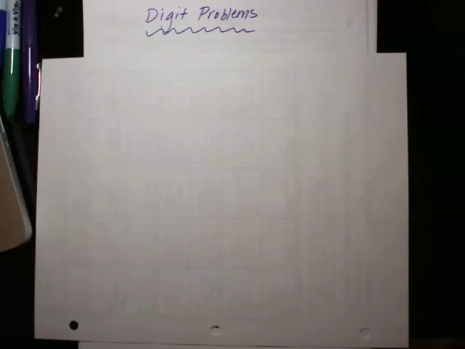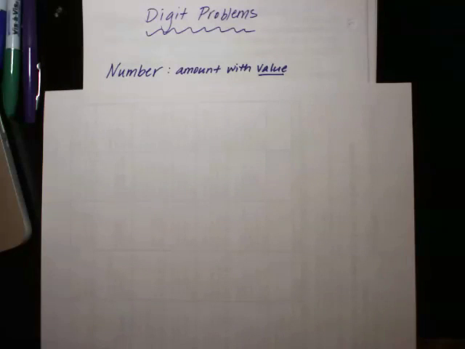Today we're going to be talking about digit problems. Before we begin though, we must first understand the difference between the word digit and number. And there is a very big difference. When you're talking about a number, you're talking about an amount with value.